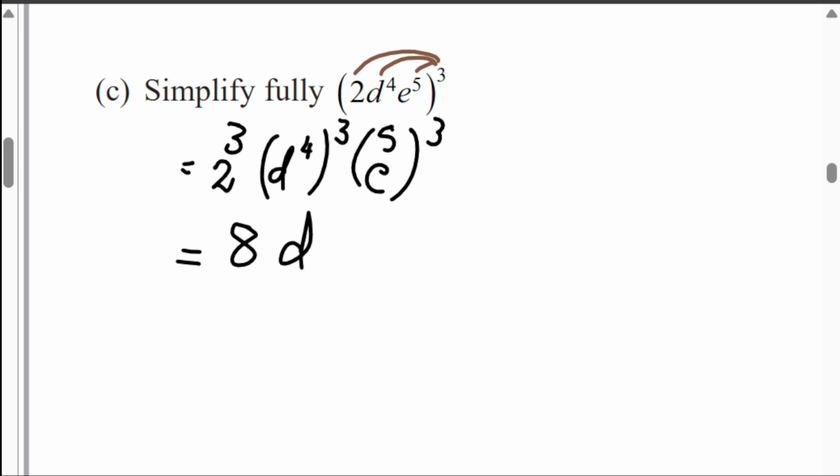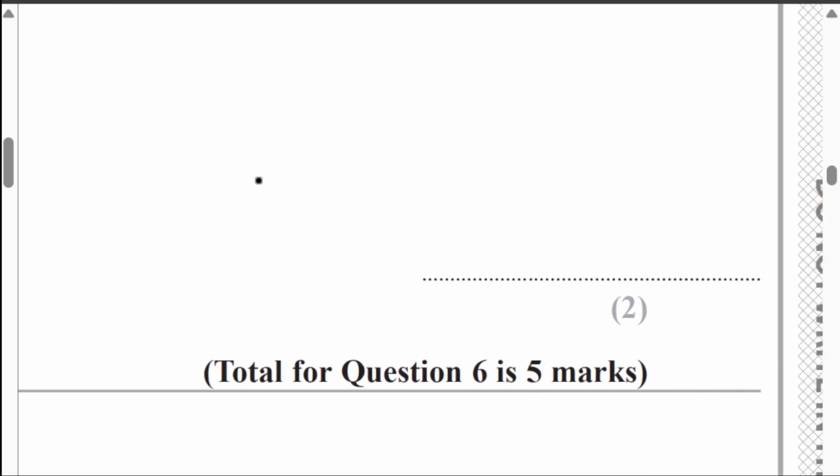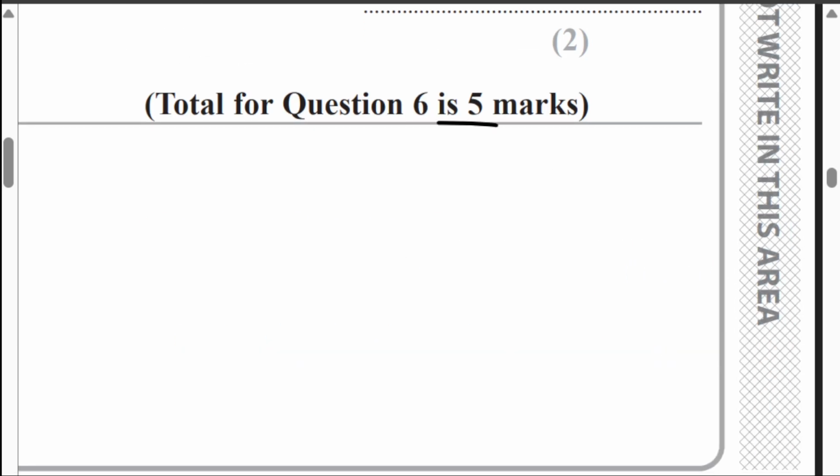D to the power of, if you have 2 indices, you multiply them. So we multiply 4 times 3 is 12. So it's going to be d to the power of 12. E to the power of, you have 2 indices, 5 times 3. It's 15, isn't it? So it's going to be 8 d to the power of 12, e to the power of 15. We got these nice 5 marks.